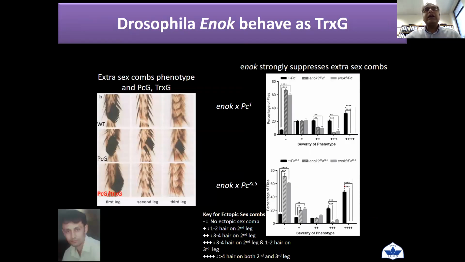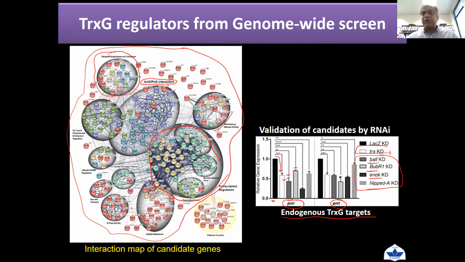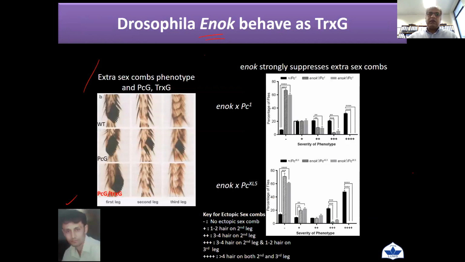We then characterized a gene called Enoch, and Jawad Akhtar, who just finished his PhD in my lab, characterized this gene. We characterized not just Enoch, we characterized all of them one by one, but I'm going to focus on Enoch for simplicity. We characterized them using the extra sex comb phenotype. I already explained what extra sex combs are.